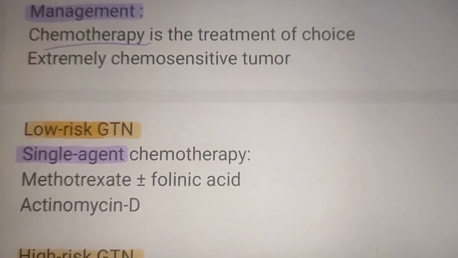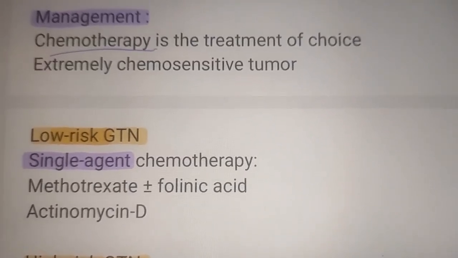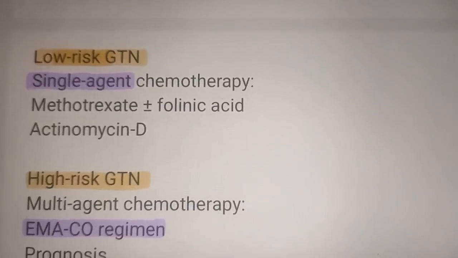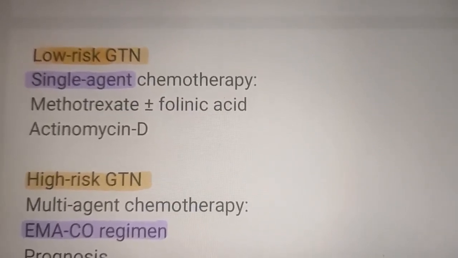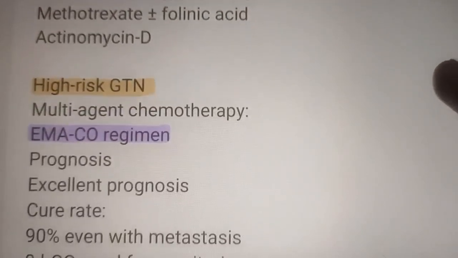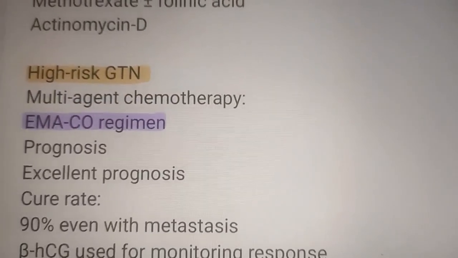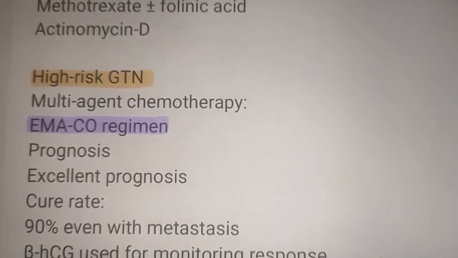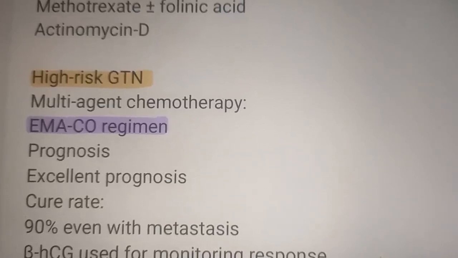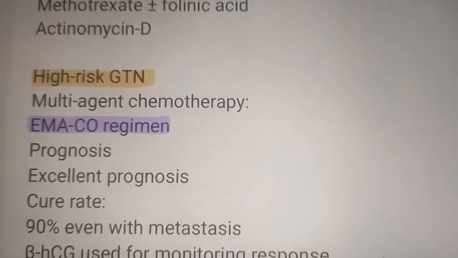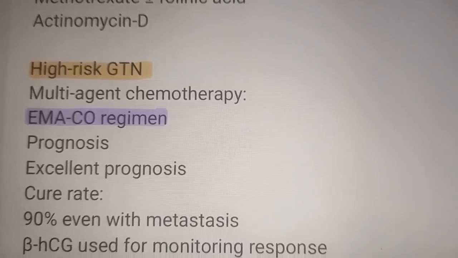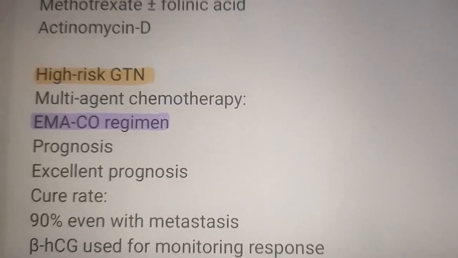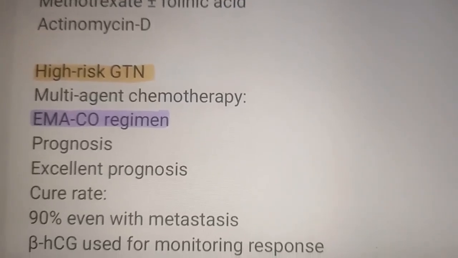It is an extremely chemosensitive tumor. In case of low risk, single agent is used, that is methotrexate plus folinic acid, and in case of high risk GTN, EMACO regime is used. EMACO stands for E for etoposide, M for methotrexate, A for actinomycin D, C for cyclophosphamide, and O for Oncovin, that is vincristine.